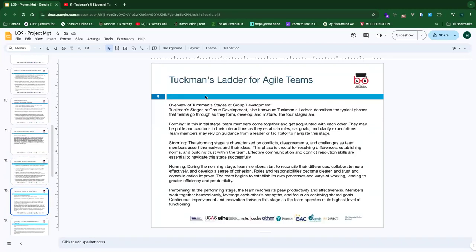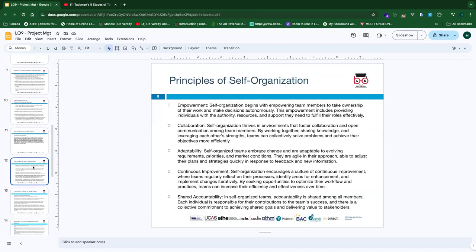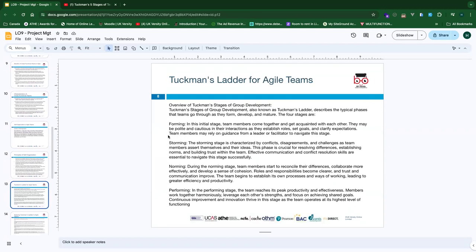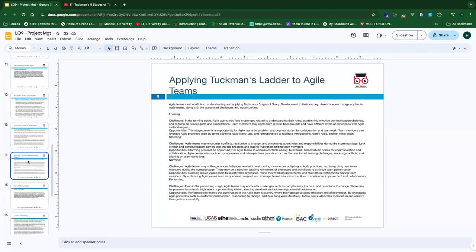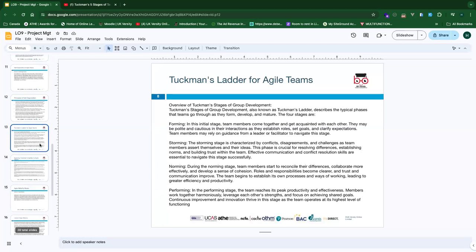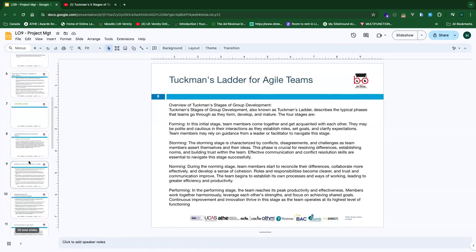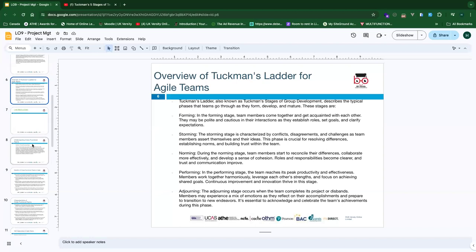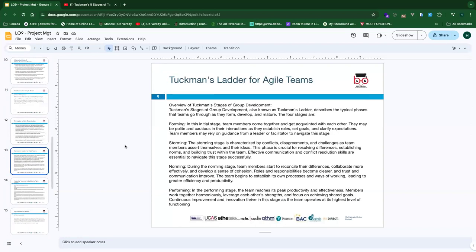Documents ladder for agile teams. We spoke about the principles. So this is the overview of the stages of group development. The stages of group development, also known as Tuckman's ladder, describe the typical phases that teams go through as they form, develop, and mature. Haven't we spoken about this? Oh no, we haven't. Oh yeah, we have.